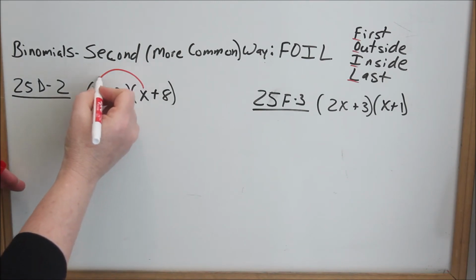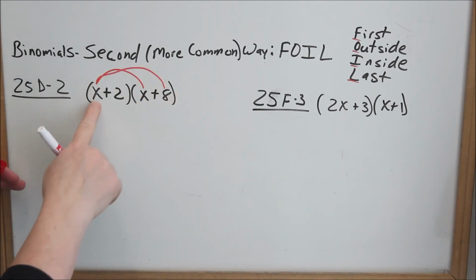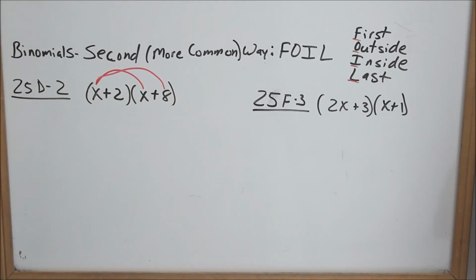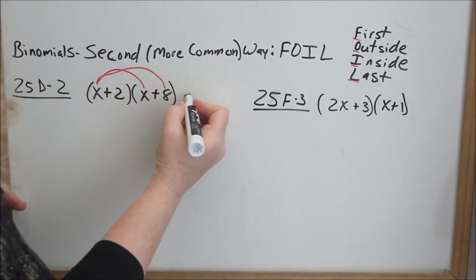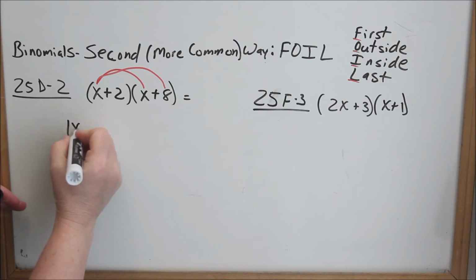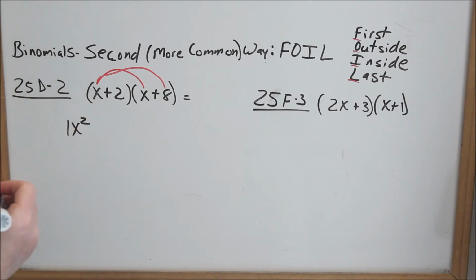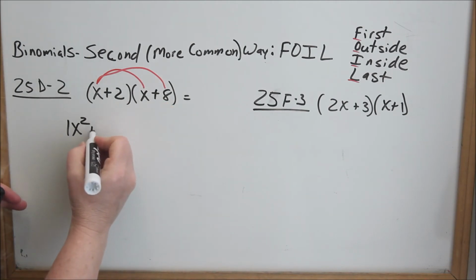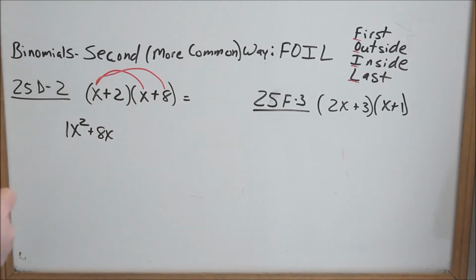When you FOIL, you take this x and you're going to multiply it to that one. Then you're going to take it and multiply it to the last one. You're distributing. You take this x and distribute it to both things in this parentheses. So let's do that first. So x times this x. 1x times 1x is 1x squared, or just x squared. Then a positive x times a positive 8 is a positive 8x.